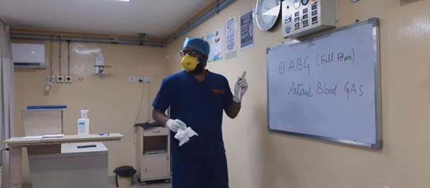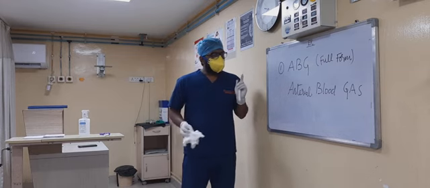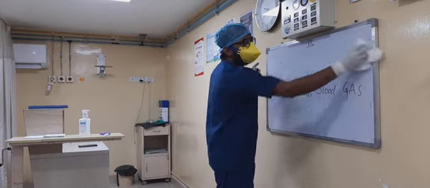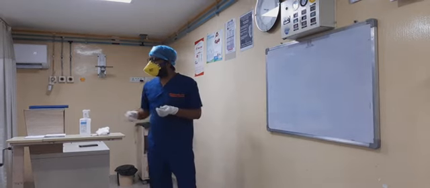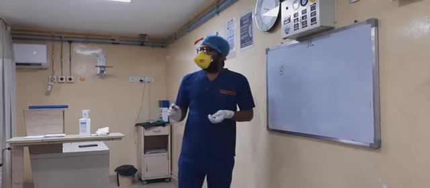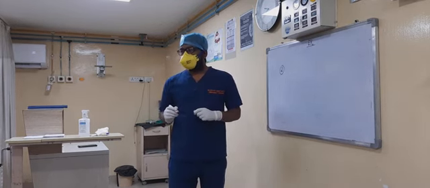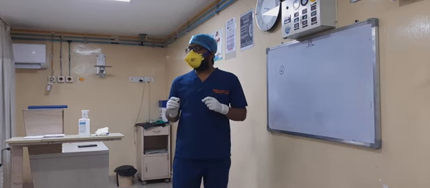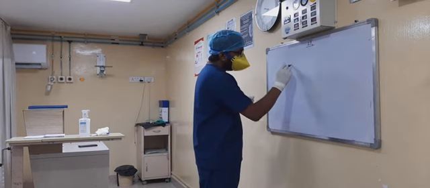So this is the first step. We have done with the full form. Everybody understood about the full form now? So we'll go to the second step now. Okay? First step everybody knows now? Second step is, okay, we know that ABG is arterial blood gas. From where will we take the blood gas? Okay? Which artery? Which is the most common artery? We will use the radial artery.